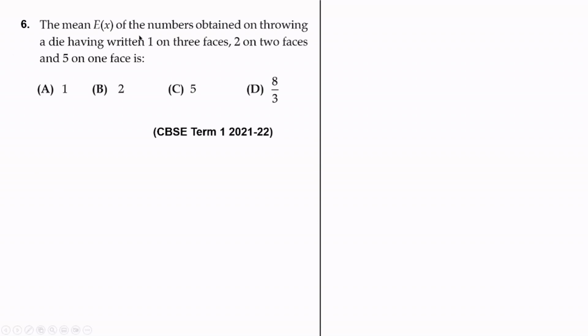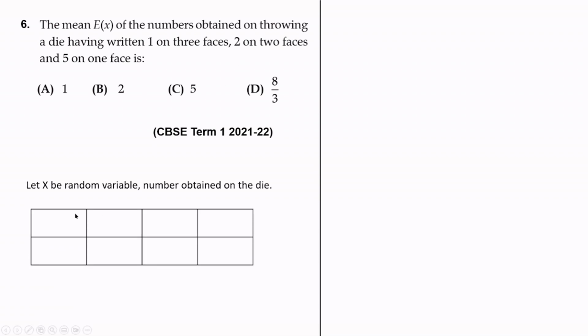Next question, the mean expectation of X of the numbers obtained on throwing a die having 1 written on 3 faces, 2 on 2 faces and 5 on 1 face. So here we have to find the expectation of numbers that is obtained on throwing a die in which 1 is written on 3 faces, 2 on 2 faces and 5 on 1 face. So let X be the random variable, number obtained on the die. So the various values which X can take are 1, 2 and 5, because we have 1 written on 3 faces, 2 and 5 written on respective faces.